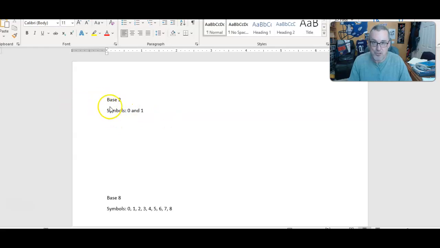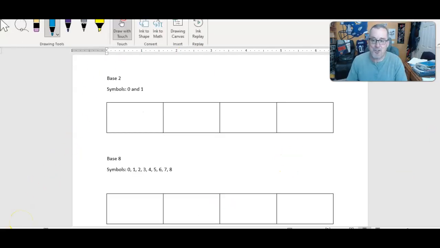So, base 2, there's only 2 symbols. When we keep track of quantities, you can either keep track of 0 or 1. Here's what I mean. So, imagine that we're just keeping track of blue dots again. So, if you had no blue dots, you would use the number 0 to represent that you have no blue dots. And if you had 1 blue dot, you would use the 1 to keep track of that you had 1 blue dot.